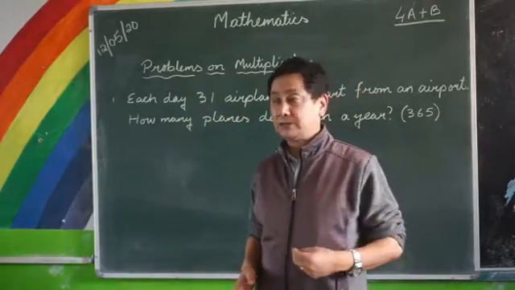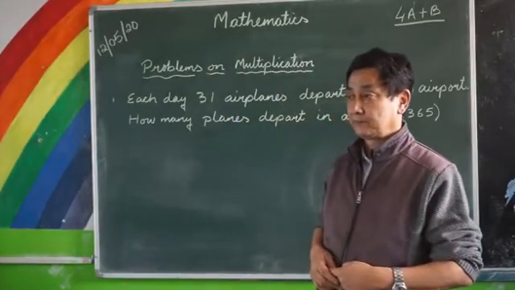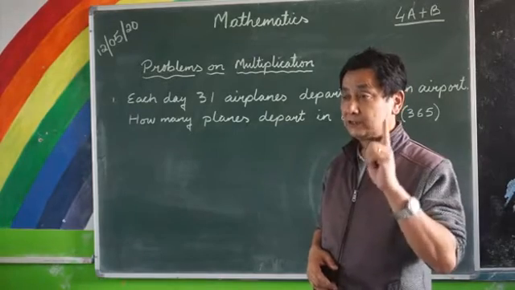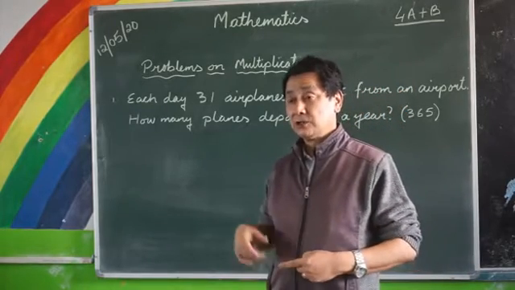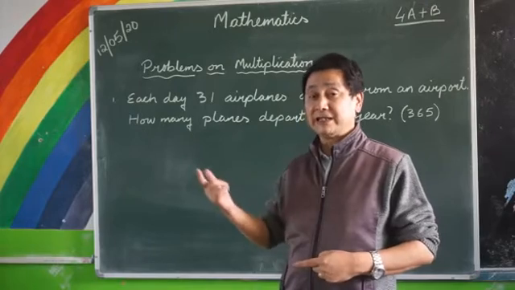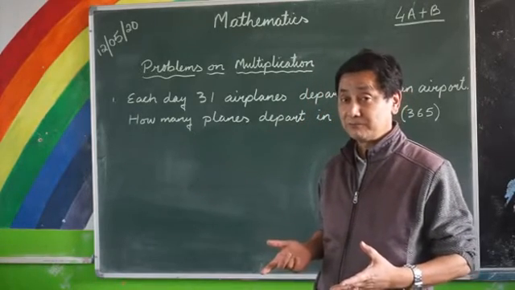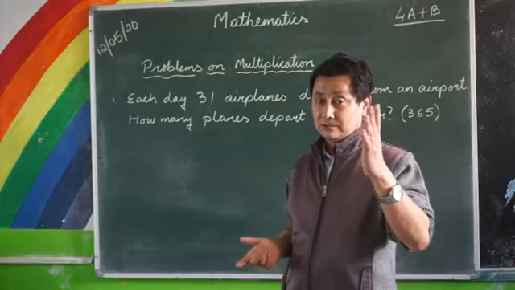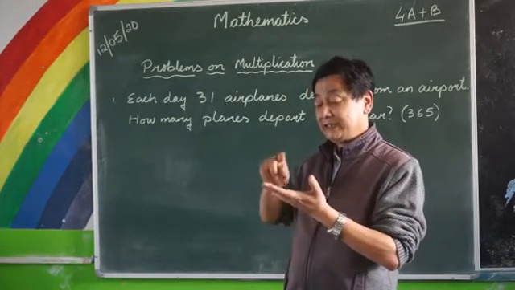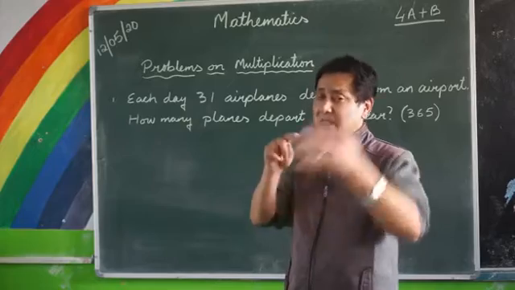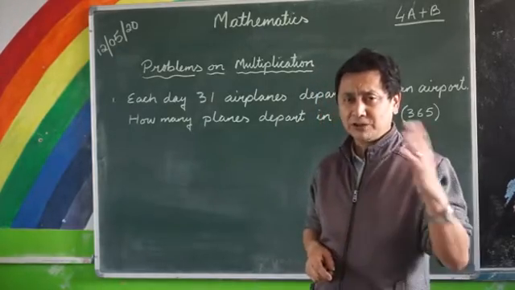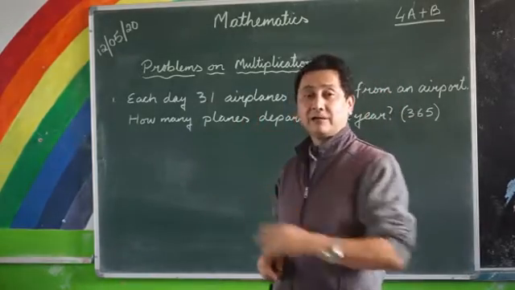I eat 6 sweets in 1 day. In 1 day, six sweets. So in 6 days, how many sweets will I eat? What are you going to do? You're going to multiply. Or some of you are going to keep adding six, and that's going to take a very long time. So you just multiply. 6 sixes are 36.